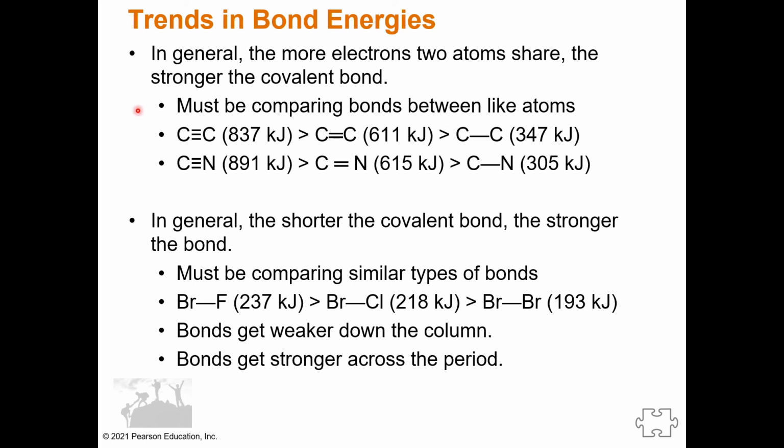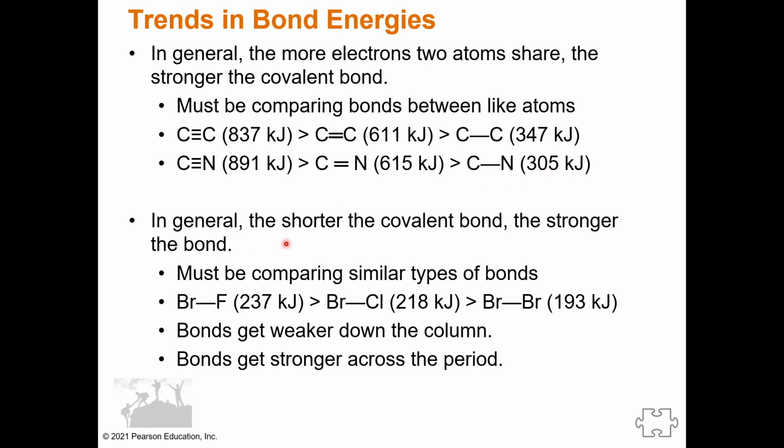So on an exam or on a quiz, if we ask you to compare or to rank bond energies, there has to be some similarities in the atoms being bonded together. So you could do the same thing with carbon bonded with nitrogen. The same trend can be seen. Carbon that's triply bonded to nitrogen will have the largest bond energy. If they are singly bonded to each other, then you'll have less energy.